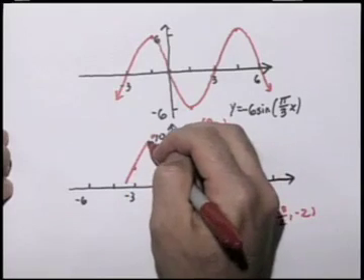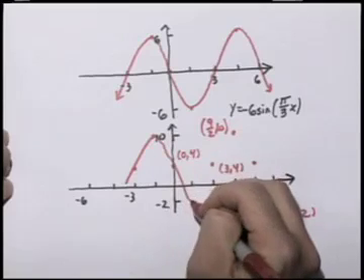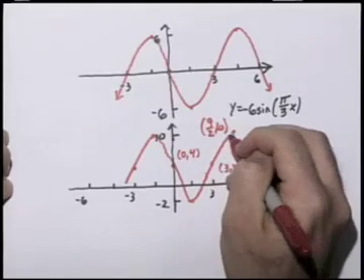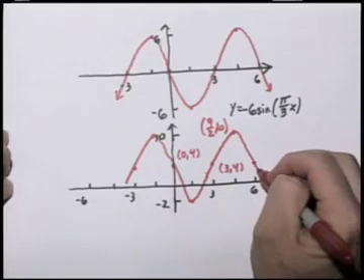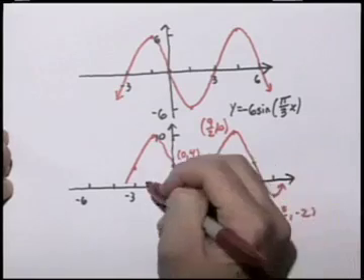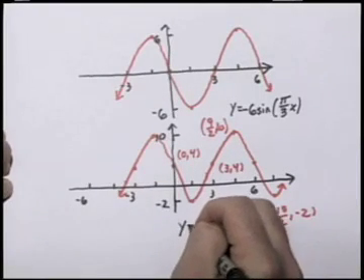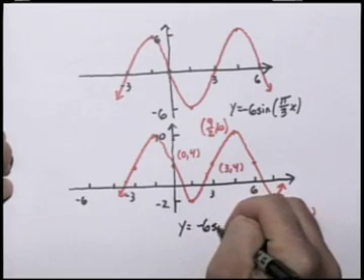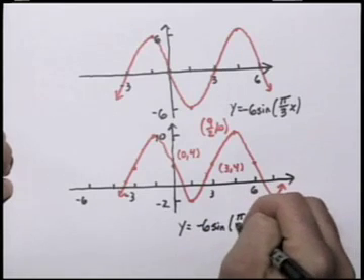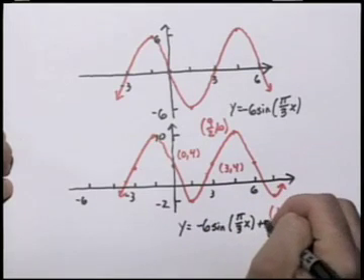And now I just trace in the sine curve, and I have a complete graph of y equals -6 sine(pi over 3 x) plus 4.